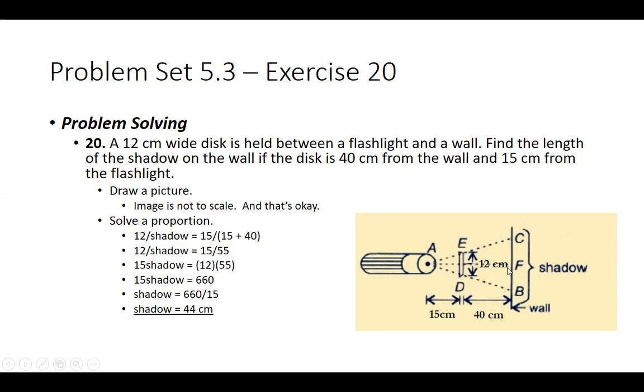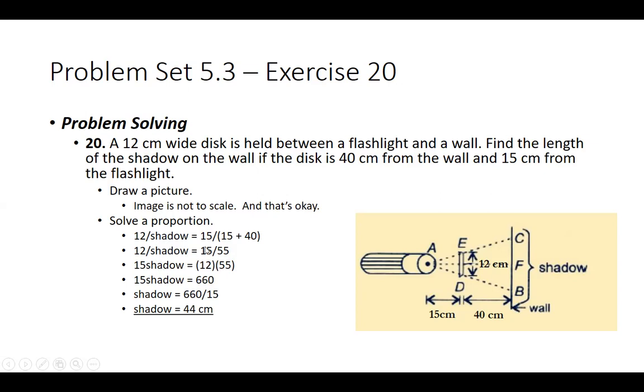Since we want to find the length of the shadow, the corresponding piece of the little triangle is 12 centimeters. And the other corresponding side is the shadow that we're looking for. So the other ratio, little triangle to big triangle, is 12 to shadow. Instead of using x, I'm going to leave it as shadow. So 12 over shadow is equal to 15/55.